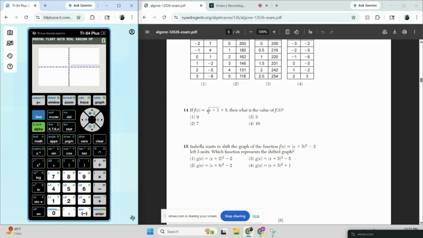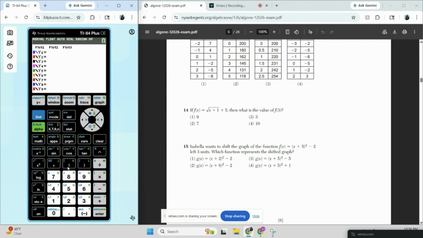If f of x equals root x plus 1 plus 5, I'm just plugging 3 in. This is a calculator question. I've got 7 of 14. Question 15. Isabella wants to shift the graph 3 units left. I may not remember how that works, but I know visually what left looks like.